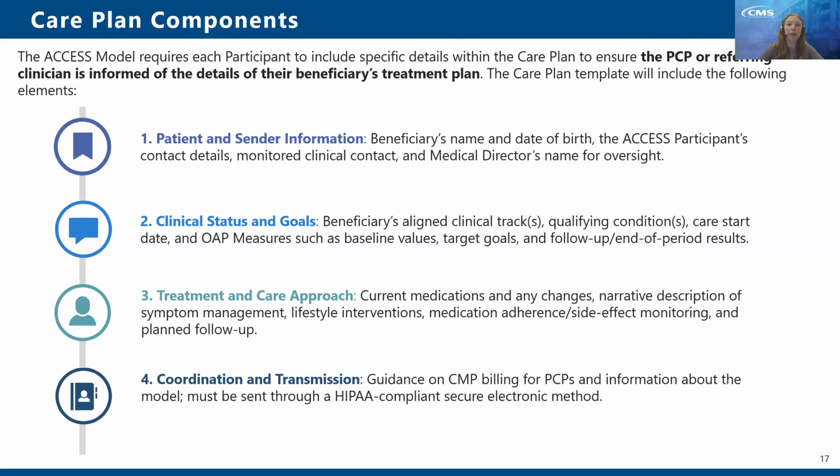Additionally, the plan will document a beneficiary's medications and symptoms, the participant's plan for treatment, including any lifestyle interventions or symptom relief, and planned follow-up for when the participant plans to collect the next round of Access beneficiary's clinical data. Lastly, the plan will have guidance on CMP billing for PCPs and information about the model. As stated previously, participants must transmit these care updates through a HIPAA-compliant secure electronic method. You will be able to find the care plan template on the CMS website, and we'll also be sharing the link in the chat.